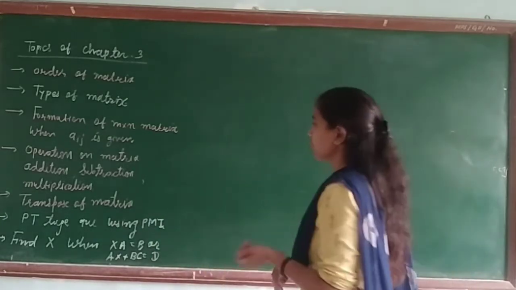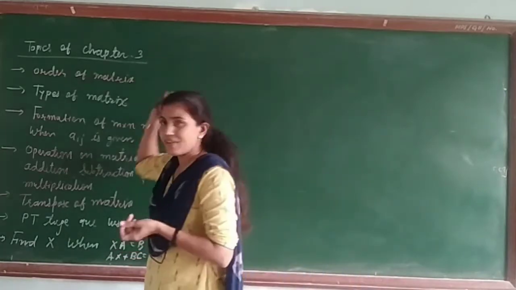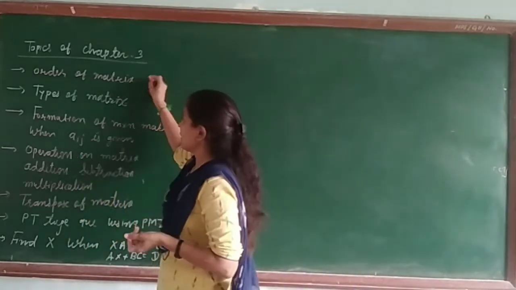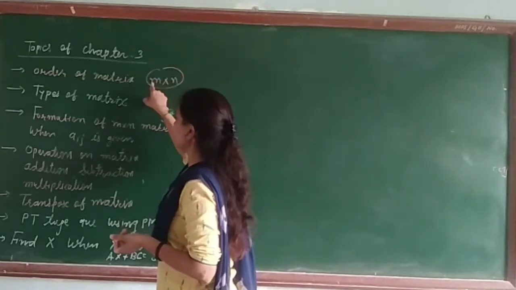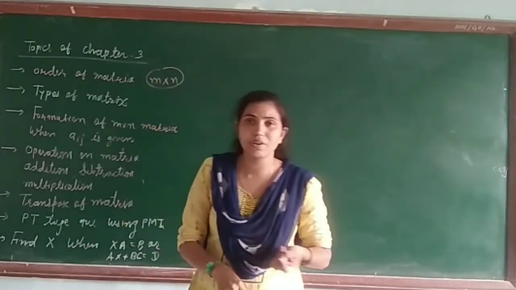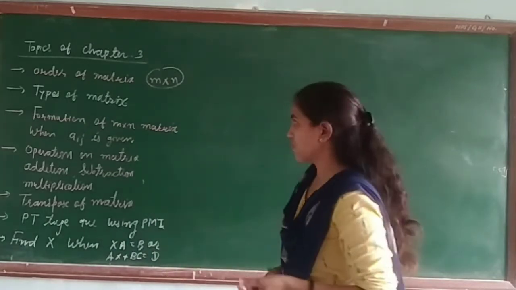In this chapter, we have learned first the definition of the matrix, and then the order of the matrix, that is m cross n. Now you know all this: m defines the rows of the matrix and n is the columns of the matrix.